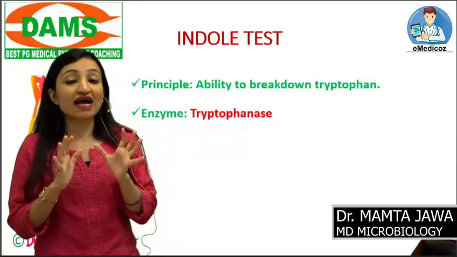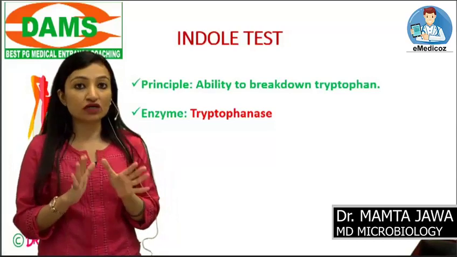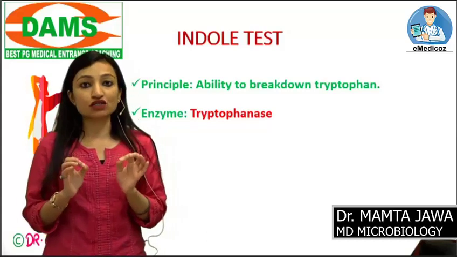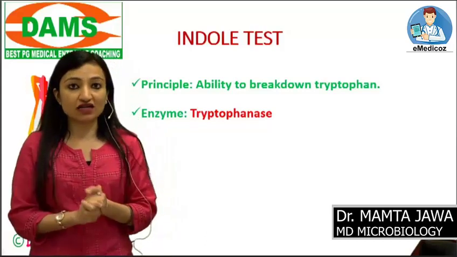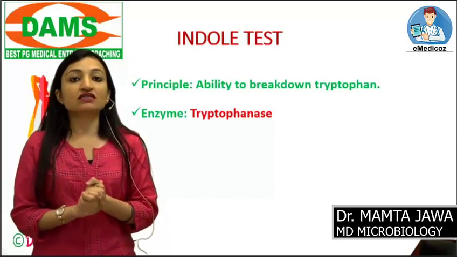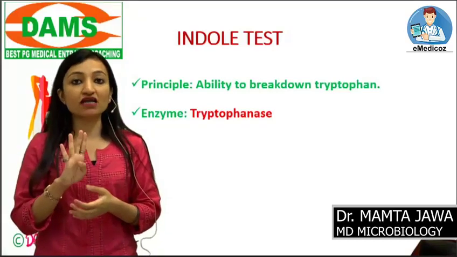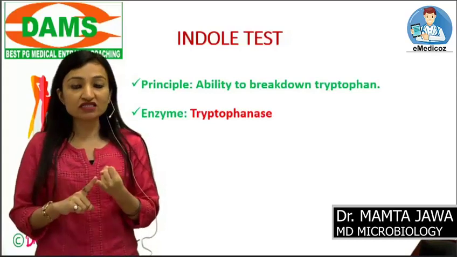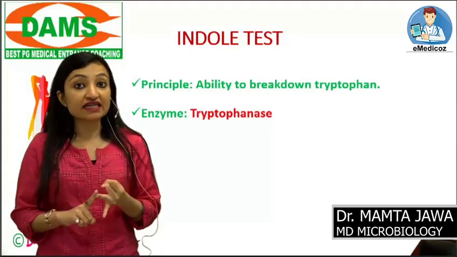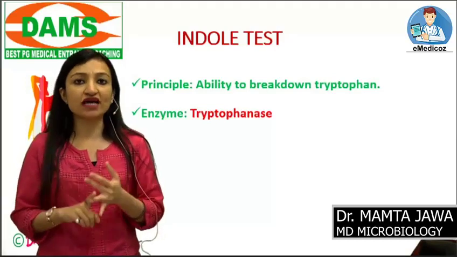Right, now for identification of all these important members of the Enterobacteriaceae family, we have a set of biochemical reactions, right? You must have heard about the acronym IMVIC reactions. That stands for 4 important biochemical reactions: the indole test, the methyl red test, the Voges-Proskauer reaction, and the citrate utilization test, or simply called the citrate test.